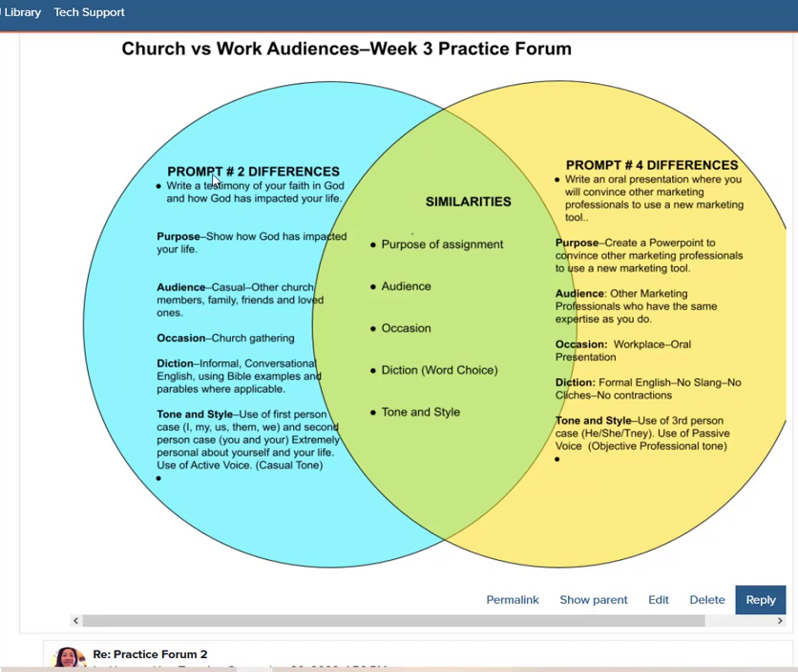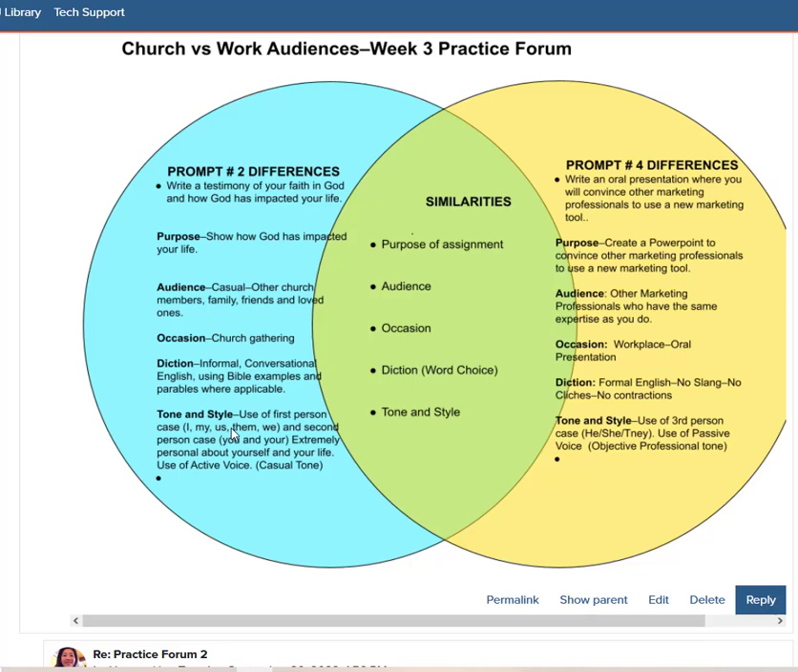So purpose for the church, show how God has impacted your life. So that's the purpose. Audience, casual, other church members, family, friends, and loved ones. Occasion, church gathering. Diction, informal conversational English, using Bible examples and parables where applicable. Tone and style, use of first-person case, I, my, us, them, we, and second-person case, you and your.